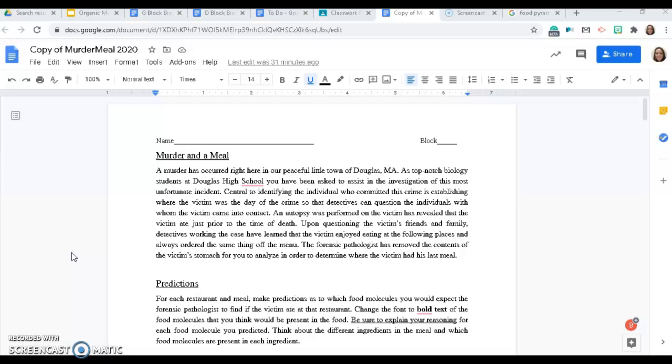An autopsy was performed on the victim and has revealed that the victim ate just prior to the time of death. Upon questioning the victim's friends and family, detectives working the case have learned that the victim enjoyed eating at the following places and always ordered the same thing off the menu. The forensic pathologist has removed the contents of the victim's stomach for you to analyze in order to determine where the victim had his last meal.